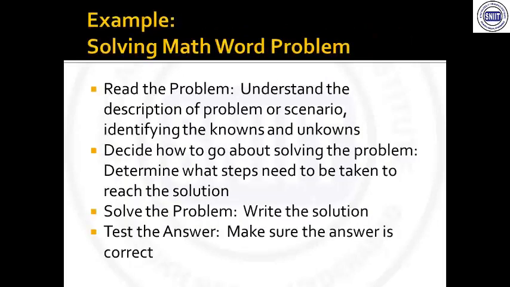Like this: read the problem. Understand the description of the problem and the scenario. Identify the knowns and unknowns, what is known in it and what is not known. We need to think about all these things. If you know it, it's very easy to give the solution. If you don't know, we need to think about it. When you understand that, then we can give the solution. Here, decide how to go about solving the problem.